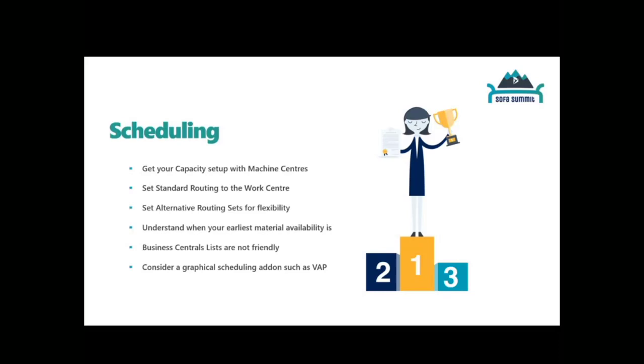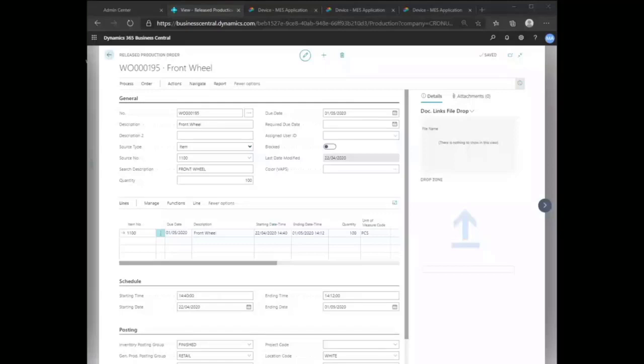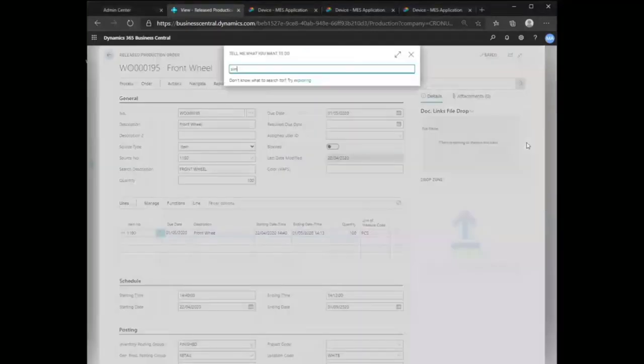We talked about earliest availability lists, and I'm going to criticize Business Central and say its lists with just start dates and times are not particularly friendly. So this is where I think you should really consider, if you're going to use Business Central in a production environment, think about adding a graphical scheduler. And that's what I'm actually going to show you kind of what that looks like now. So graphical scheduling.